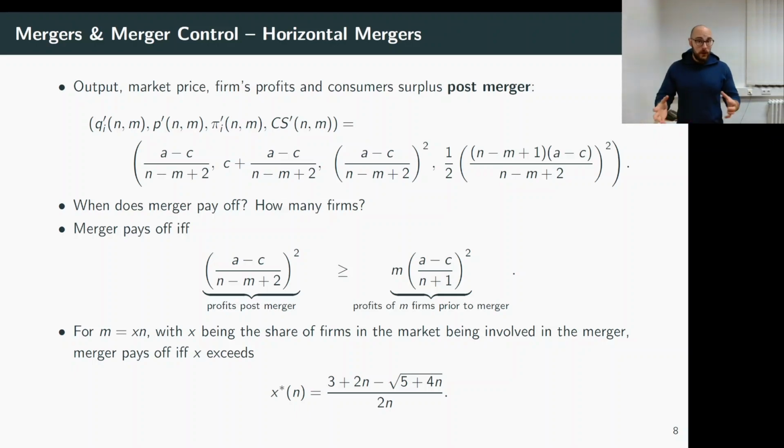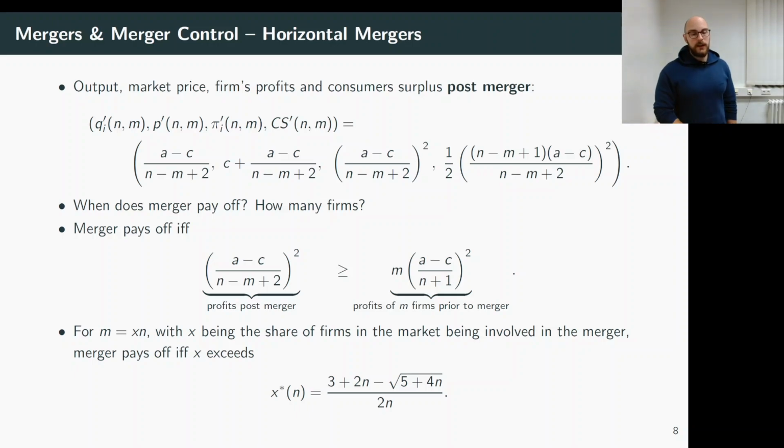how many firms do we need to merge in order for that merger to pay off? And what we see, the crucial condition here, is that the merger pays off if and only if the post-merger profits of a single firm exceed the pre-merger profits of m firms. Why is that? Well, you have to ensure that the firms have an incentive to merge. That means that they have to be better off with the merger than without the merger, i.e. each firm's pre-merger profit has to be lower than that firm's post-merger profits. And this is exactly what we have written down here in this equation.